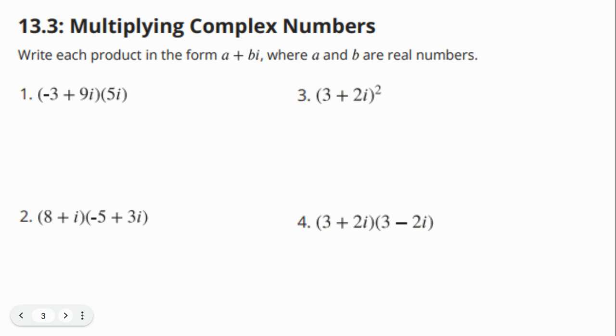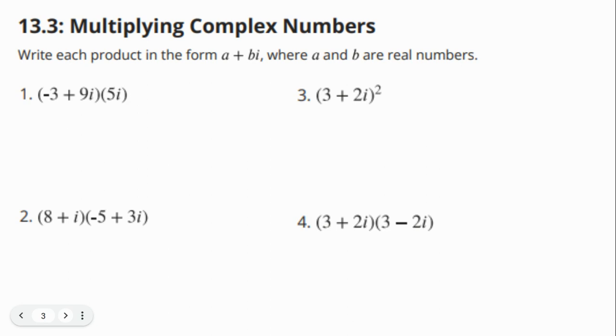So notice once again, we have the real number first. The i squared makes this a -4 that I can combine with the 9. 9 minus 4 is 5. Then I can combine my imaginaries. 6i plus 6i is 12i. And this is in the correct format.